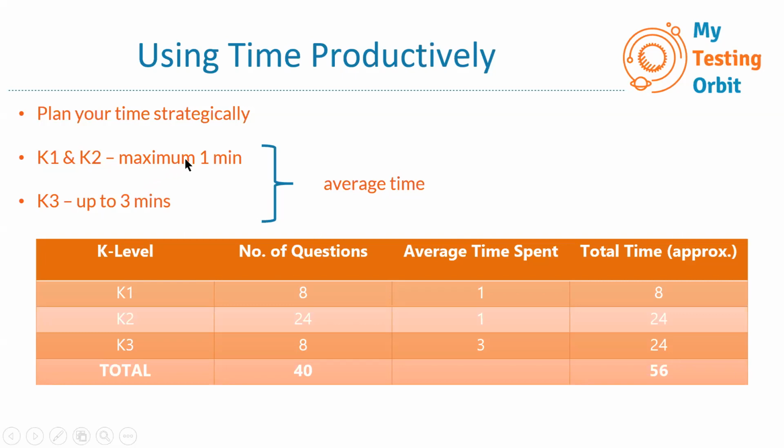because maybe you might take more than 1 minute on any question from K2 or K1, or you might take just 10 seconds for any question. So this is an average time. If we go ahead with these average times, and say K1 takes 1 minute on each question, then it will take around 8 minutes. Then K2, 24, and K3, 24. So if we take the total, it will be around 56 minutes. And in total, you are getting 60 minutes.